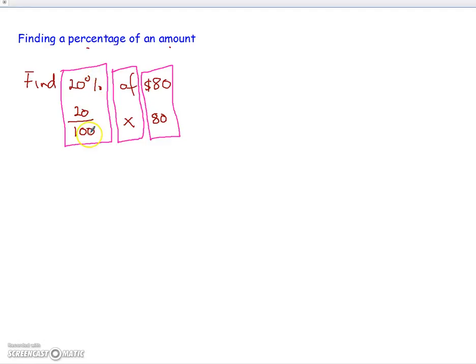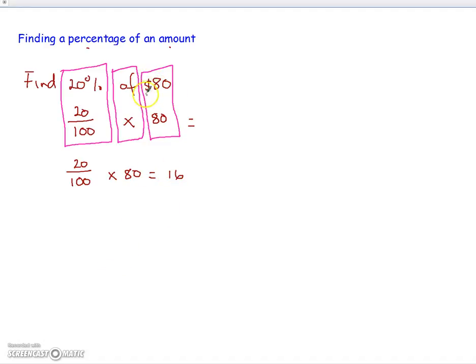So the 20% I'm writing as 20 over 100. The "of" I'm writing as a times. And the 80, I'm just dropping the units because I wouldn't key those dollars into my calculator. All I'm left to do now is key that mathematics into my calculator. So I will just go 20 divided by 100 times 80. So if you press the buttons on your calculator, 20% of 80, you should get 16.